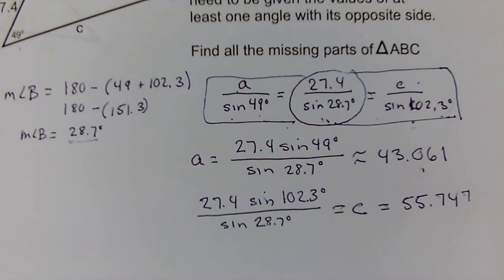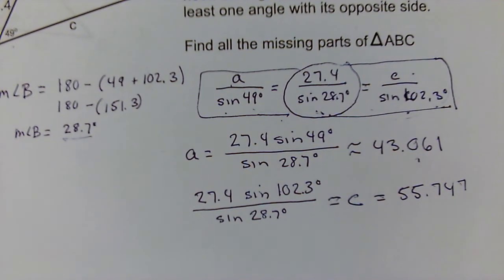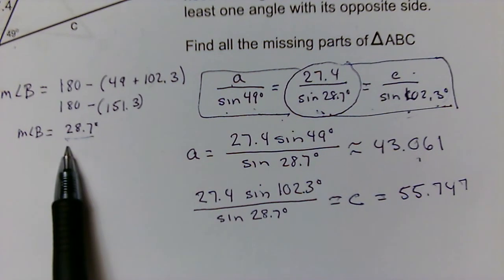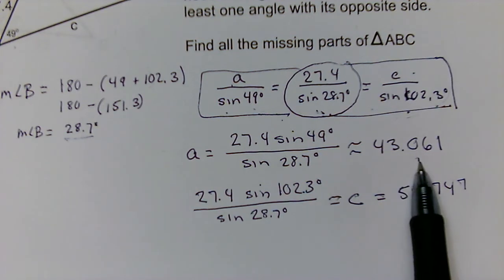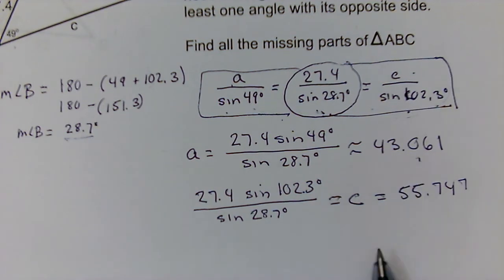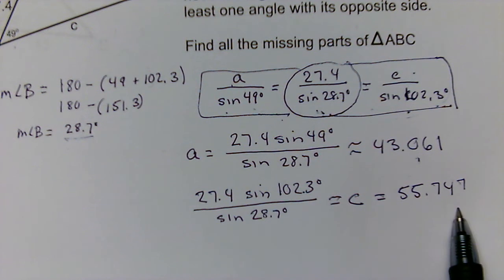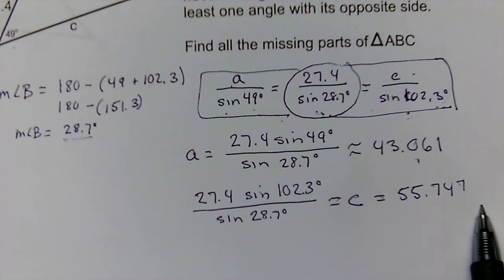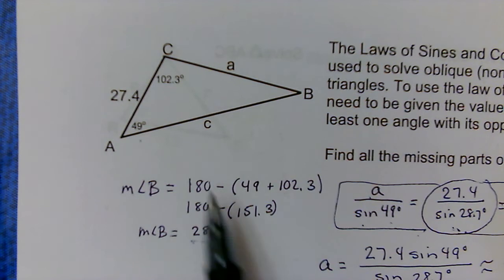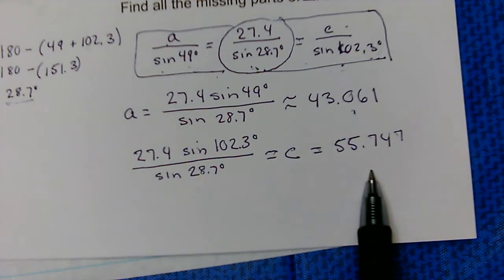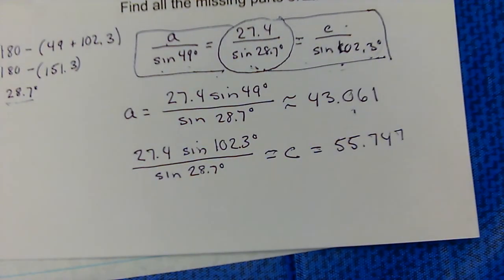So the 3 missing parts of this triangle were angle B was 28.7 degrees, side A was 43.061, and side C was 55.747. Since we weren't given any units in the original problem for the lengths, we don't have to label these. But if the original problem had units, then we should label the answers with units.